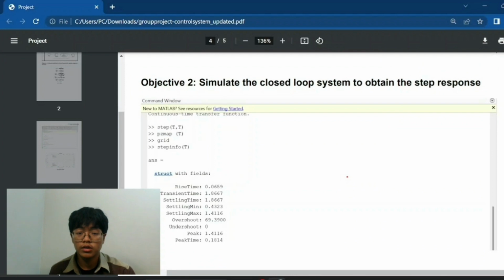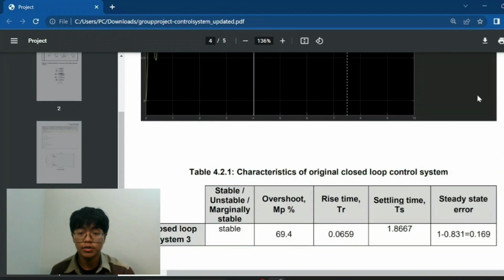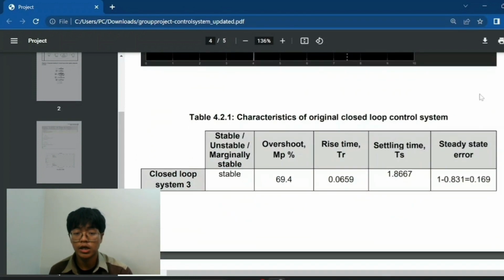Next, the characteristic of the original closed loop control system. First, it is stable. The overshoot that we get is 69.4%. Next, the rise time that we got is 0.0659. And next, the settling time is 1.8667, and last, the steady state error is 0.169.